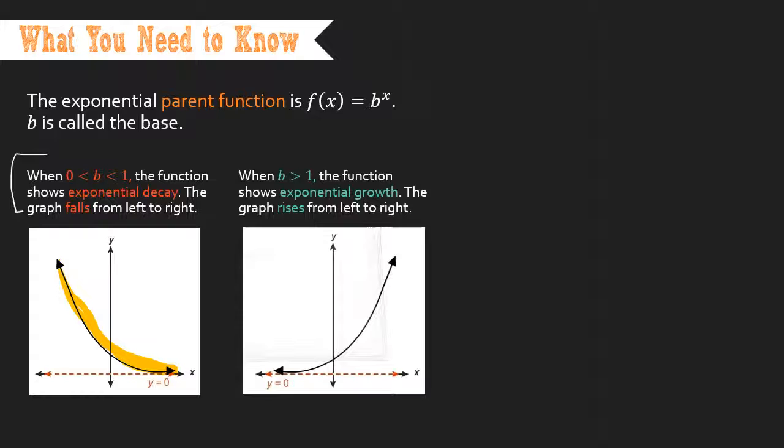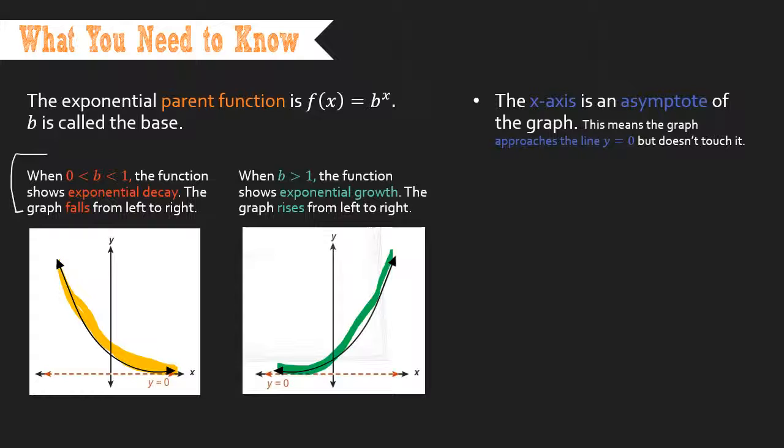Now, when b is greater than 1, the function is going to show exponential growth. You can see here from left to right, we are rising. That's one feature of an exponential function. Now, the x-axis is an asymptote of the graph. Remember that the asymptote is where the graph approaches the line y equals 0, but doesn't touch it.